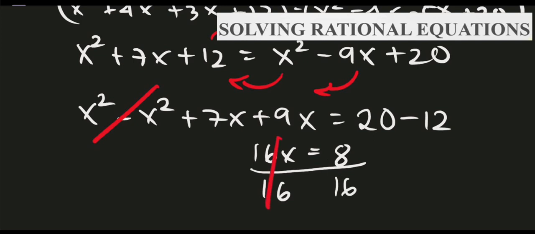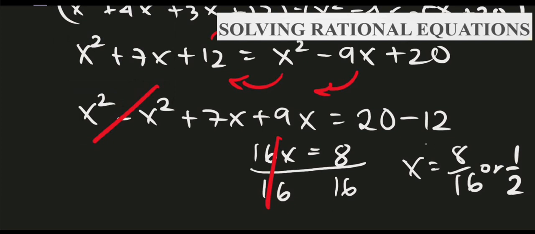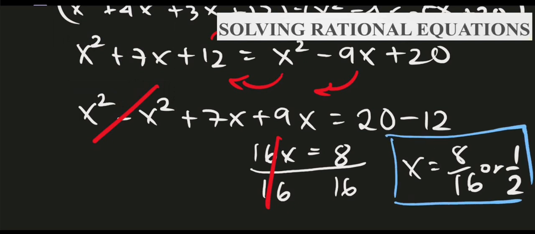So, cancel out 16. Therefore, the value of x for this given problem is 8 over 16, or simply 1 half. And that is the answer for this given problem. We have 1 half, or 8 over 16. So that is for our example number 5.